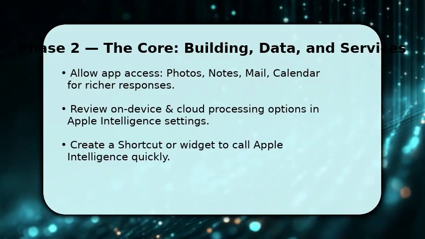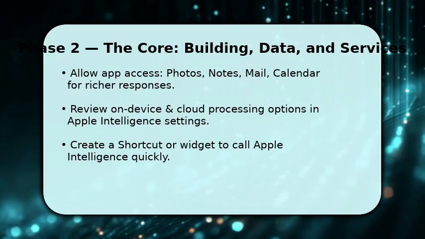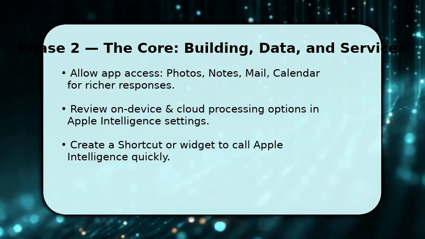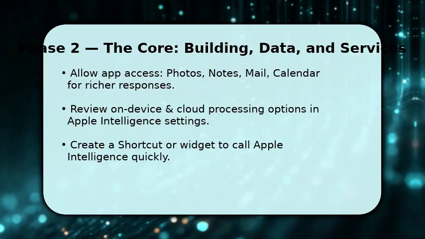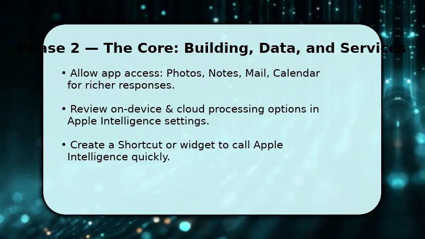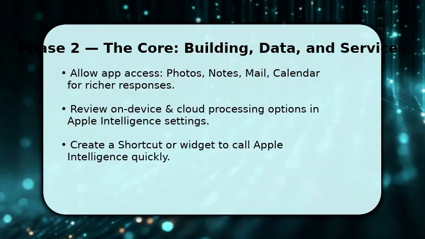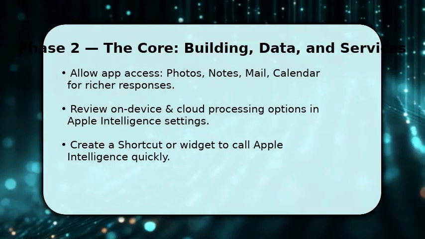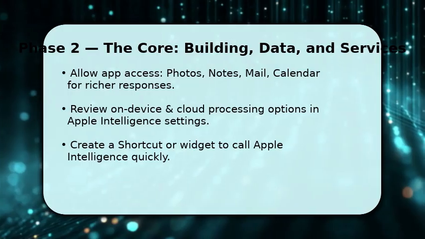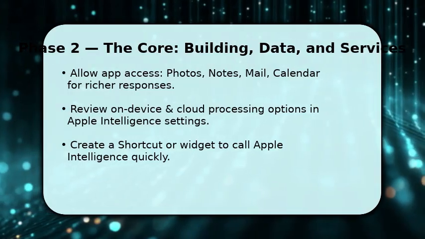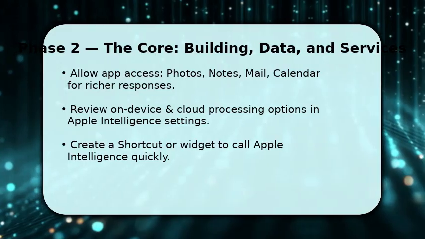You now configure what Apple Intelligence can use so responses are relevant. Go into Settings, then Apple Intelligence, and grant access to Photos, Notes, Mail, and Calendar. This lets it pull context and summarize content. Make sure you choose whether processing should favor on-device privacy or cloud assistance for deeper reasoning.